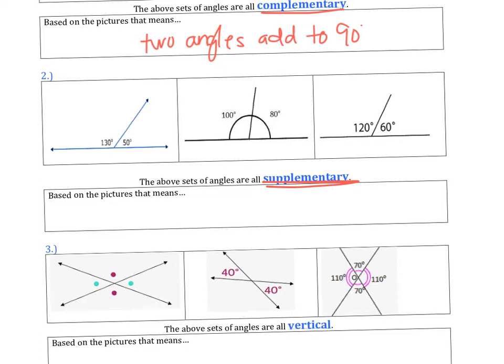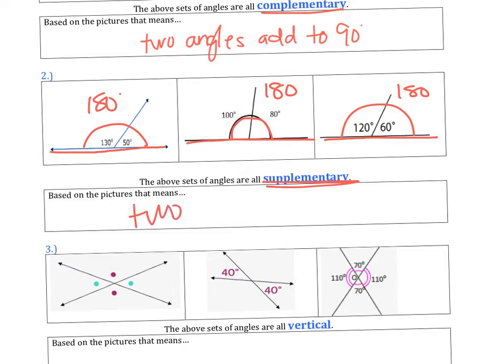Okay, and that's it. So the next one, these are supplementary angles. So when you take a look at this picture, there's no right angle. It forms a straight line. So when you look at your numbers, I can tell you that these two numbers add to 180, and these add to 180, and these add to 180. So supplementary means that two angles add to 180.